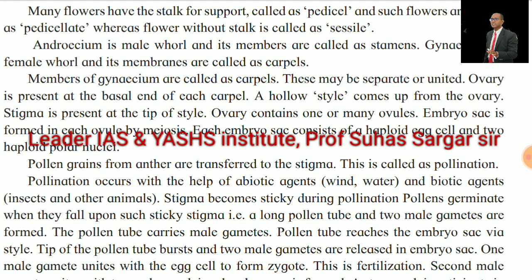Pollination occurs with the help of abiotic agents, wind and water, and biotic agents, that is, insects and other animals. Stigma becomes sticky during pollination. Pollen germinates when it falls upon such a sticky stigma, forming a long pollen tube, and two male gametes are formed. The pollen tube carries the male gametes and reaches the embryo sac via the style. The tip of the pollen tube bursts and two male gametes are released in the embryo sac.